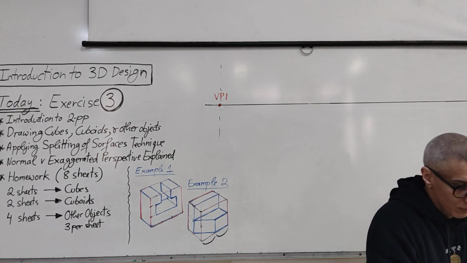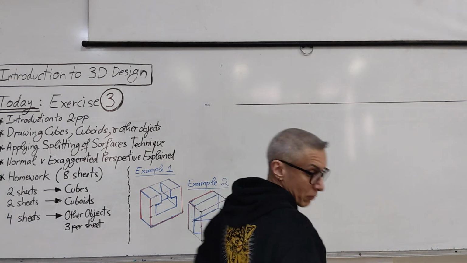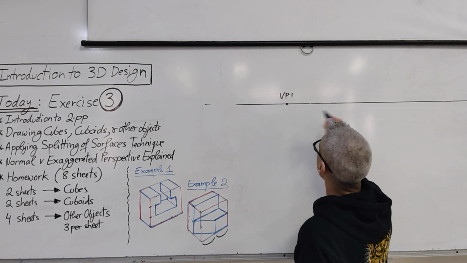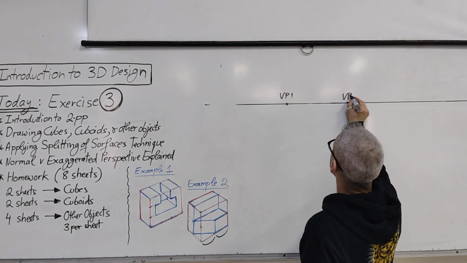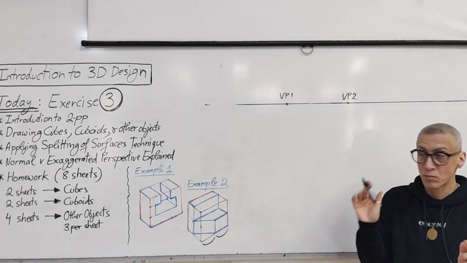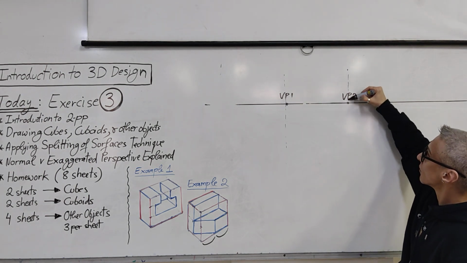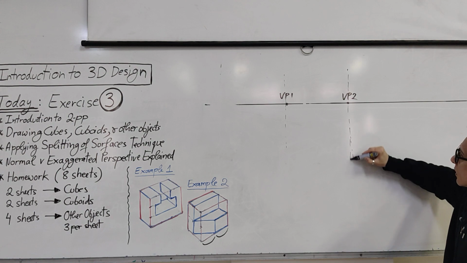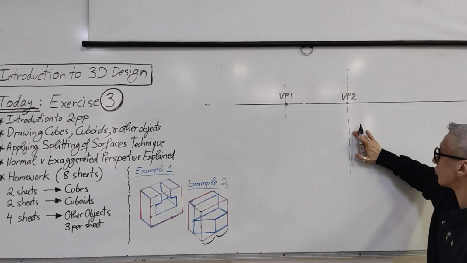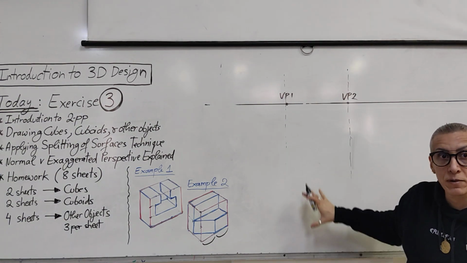So let me delete this and put them very close to each other, and then draw an object. So we have here, for example, VP1, and here I will put VP2. Okay. Now there is no problem because I'm limited within this area. Remember what we said? I cannot draw an object that is outside the limit of these two vanishing points. Everything must be inside here or here. Okay, it can go up and down.